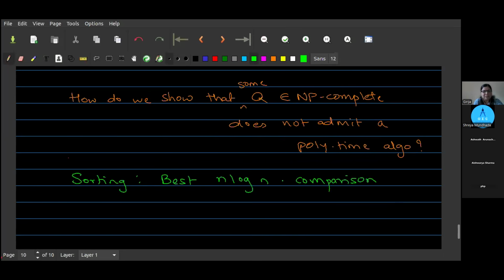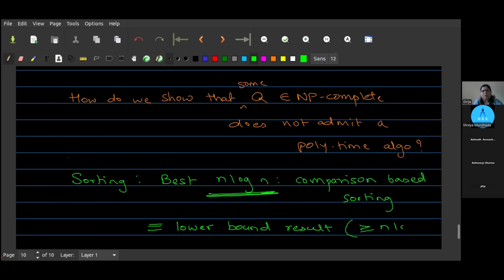Remember, somebody said this, comparison based sorting. Any sorting algorithm which must use comparisons cannot beat n log n. That means you have to spend n log n as a lower bound. You cannot go below that. You cannot have something which is growing slower than n log n. So this is called a lower bound result, because you are saying that something cannot be beaten and you cannot make it faster. You need at least n log n. In some sense, we are looking for lower bound results here.